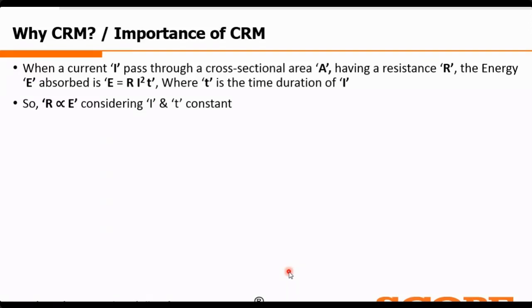Now, because of this, I'll just explain here. Suppose a current is passing through a cross-sectional area A, which has the resistance R. So the energy or the heat being created is I square RT, where T is the time duration and I is the magnitude of current. Now, the energy is directly proportional to R. You can see, the lesser the resistance, the lesser the energy. But whenever the resistance increases, the heating effect increases, considering I and T are constant.